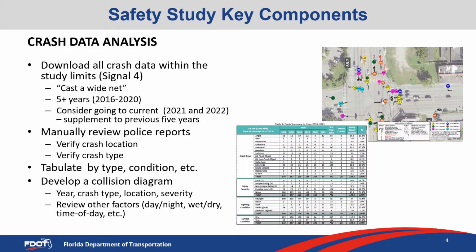Next, in order to create a visual representation of the area, you would develop a collision diagram. The collision diagram is an extremely useful tool as it'll show the year of the crash, the type of the crash, and the location of the crash, and is color coded by severity. For instance, red would indicate a fatal crash, orange would indicate a severe injury crash. You can also tag other factors such as whether the crash occurred during day, night, or wet, dry conditions, etc. It's a very helpful tool to give a graphical representation of the crash problems or potential crash problems within your study area.